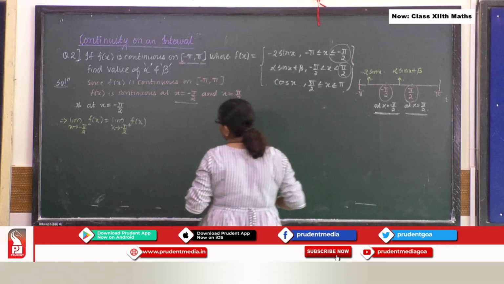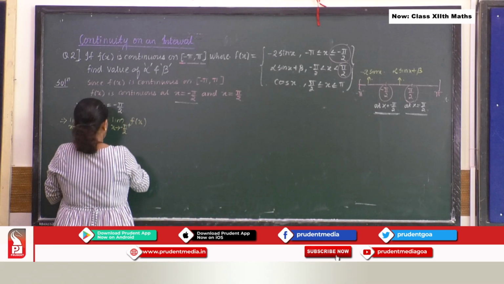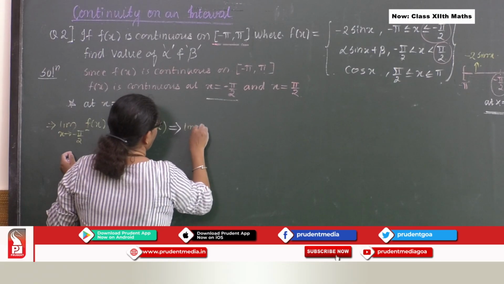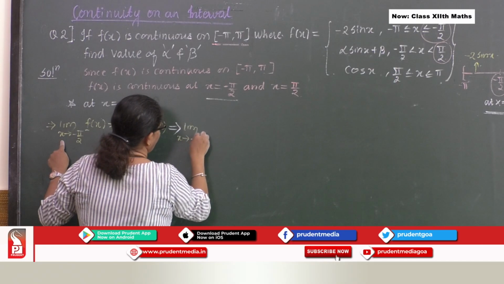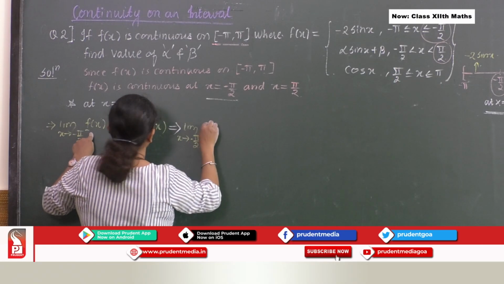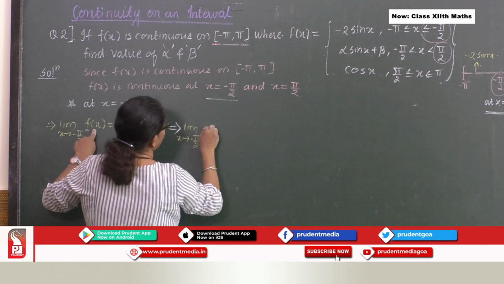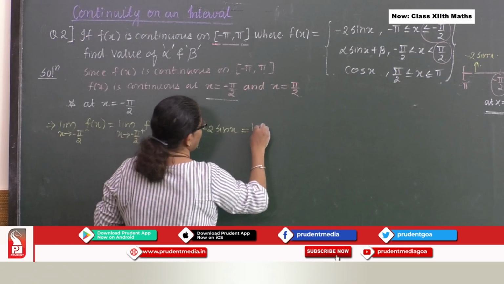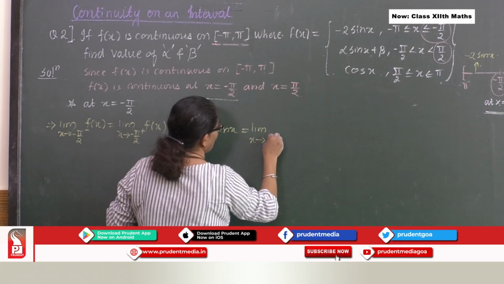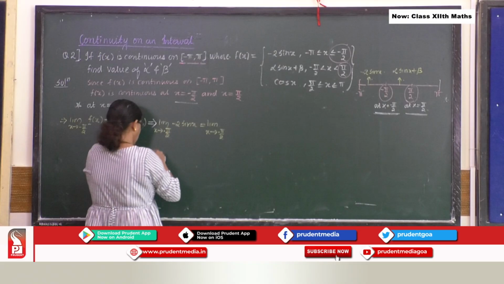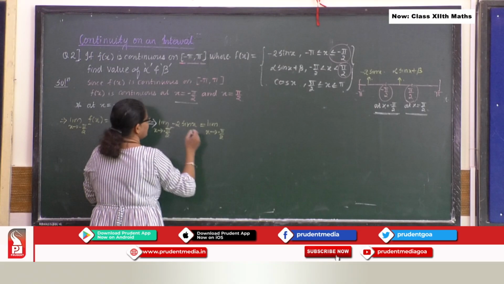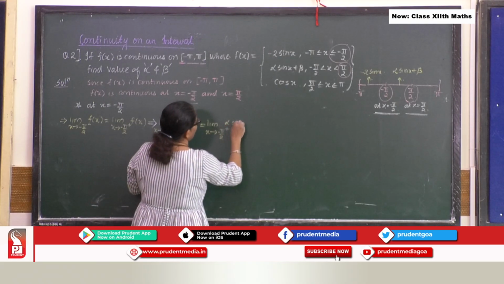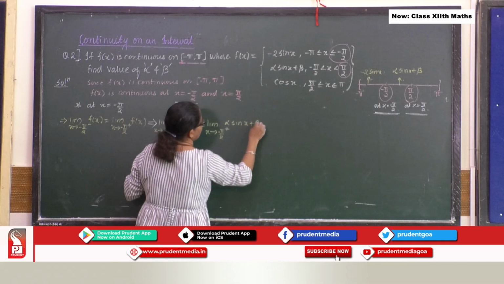Fine. So let's proceed here with it. Here I say, which implies, limit x tends to minus pi by 2 of f of x. Now which f of x will I consider? This one, minus 2 sine x, which is equal to limit x tends to minus pi by 2 of the other definition. This is minus, this is plus. So over here I take alpha sine x plus beta.